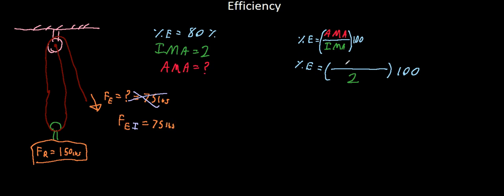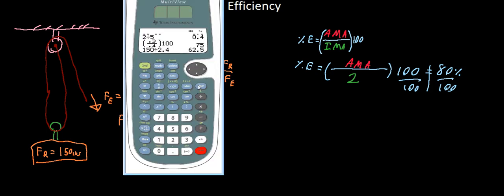The problem is we don't know what our AMA is. But we could easily solve for it using this equation. Once we know our AMA, we can find our FE because we know our FR. So let's solve for AMA. The percent efficiency is equal to 80%, which it is. And then it becomes just a simple algebra equation. We divide by 100 on both sides. What happens when we type in 80 divided by 100?